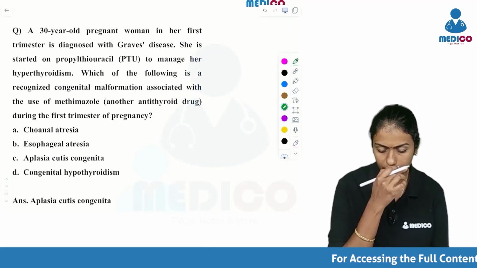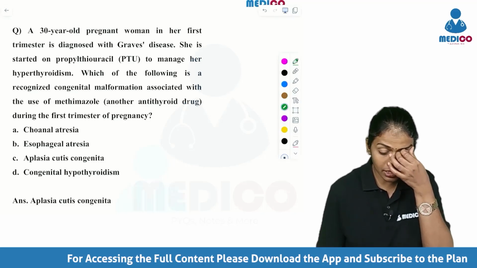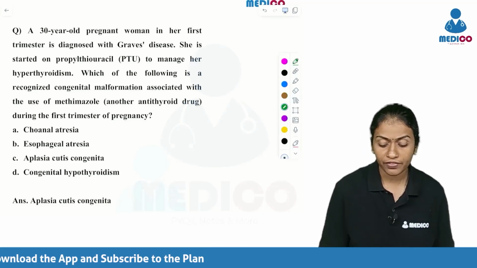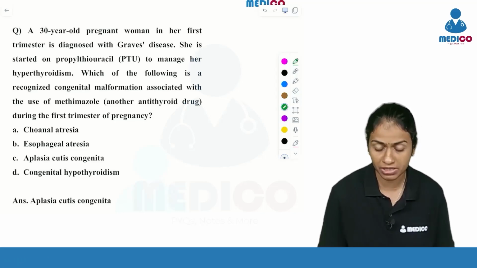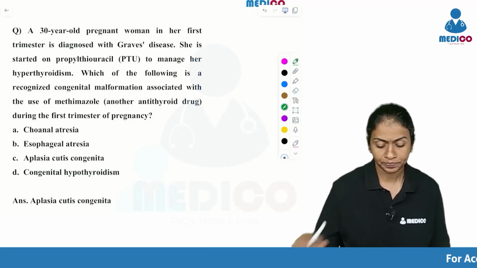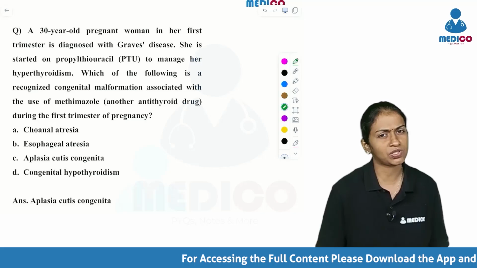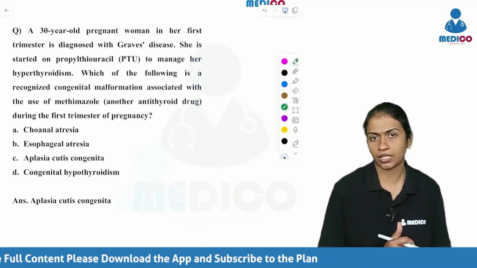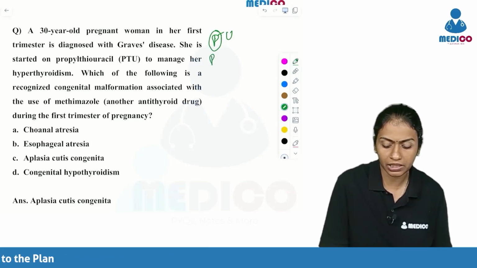A 30-year-old woman in her first trimester is diagnosed with Graves' disease. She is started on propylthiouracil to manage her hyperthyroidism. Which of the following is a recognized congenital malformation associated with the use of methimazole, which is another antithyroid drug, during first trimester of pregnancy? So pregnancy, both propylthiouracil and methimazole has got its risk, but during first trimester, we prefer propylthiouracil. You can remember propylthiouracil P for pregnancy.